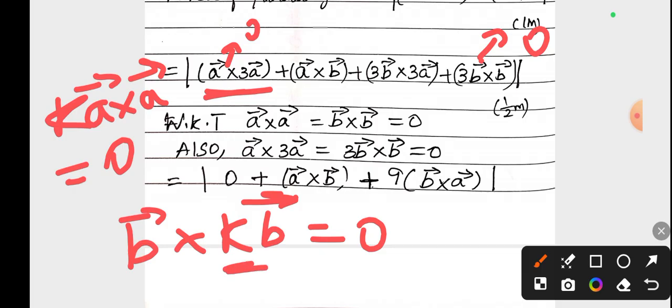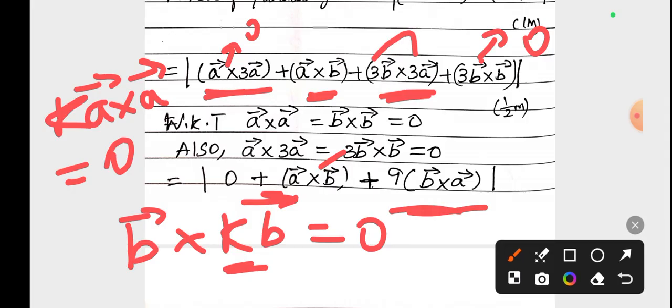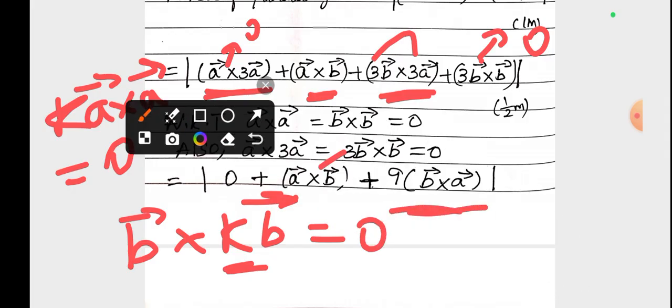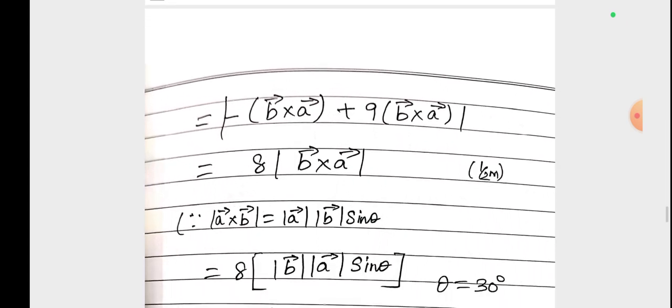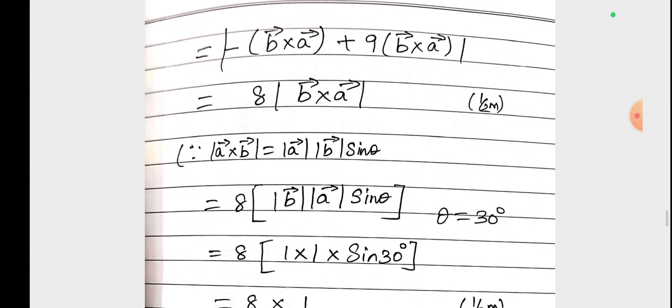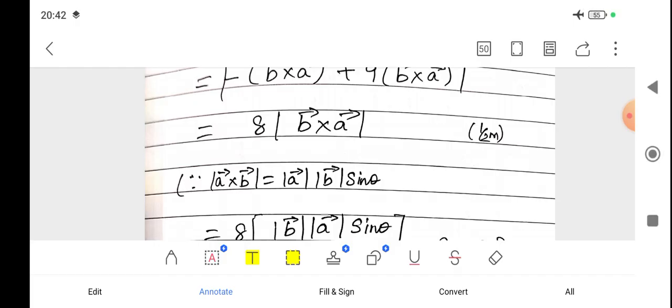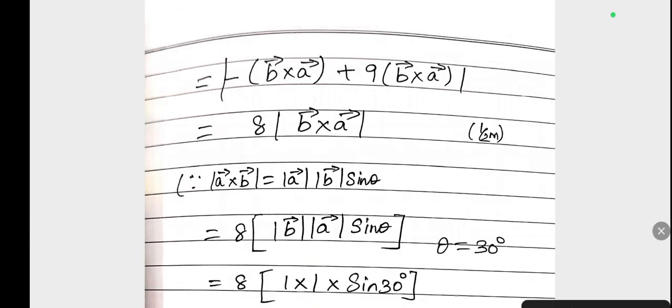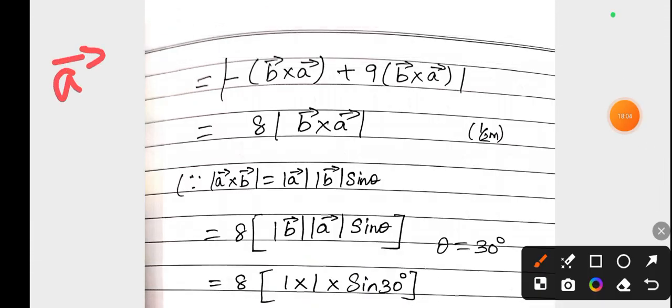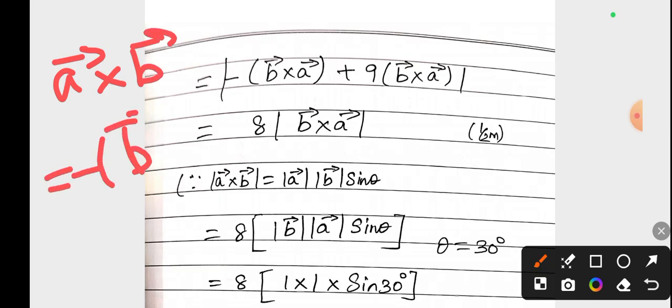So what's our balance? A cross b balance. Then 3b vector cross 3a vector balance. 3 threes are 9, so 9 b cross a. So what should I do? I have to make it one of them. A cross b I should write as minus b cross a. Can we write, children, a vector cross b vector as minus b vector cross a vector?